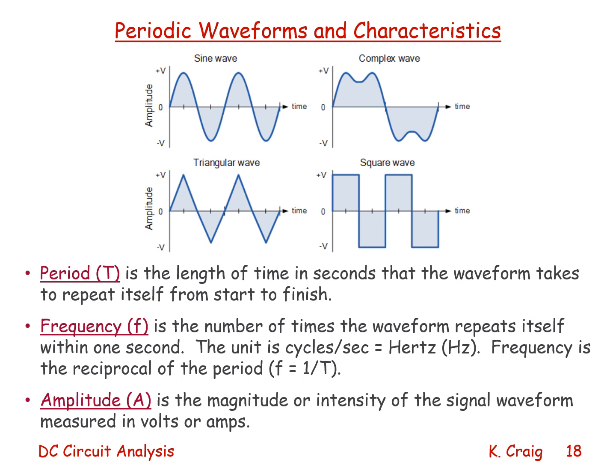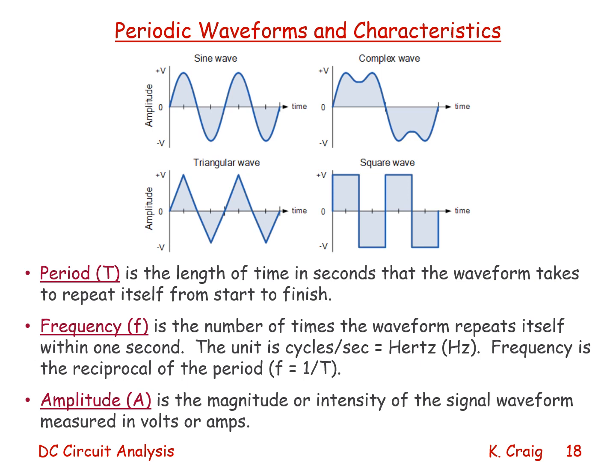Here we see 4 diagrams of periodic waveforms: a sine wave, a complex wave, a triangular wave, and a square wave. 3 of its characteristics are period t, the length of time in seconds that the waveform takes to repeat itself from start to finish.